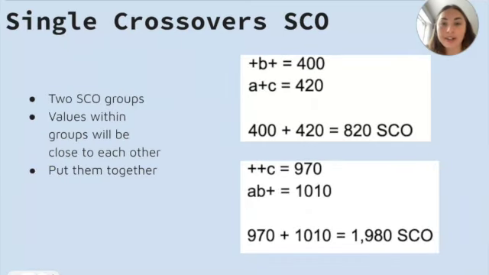The final group to be identified are the single crossover groups. There will be two single crossover groups. Single crossover group 1 will be +B+ and A+C, and have observed numbers close to each other. Single crossover group 2 will be ++C and AB+, and they will also have observed numbers close to one another.